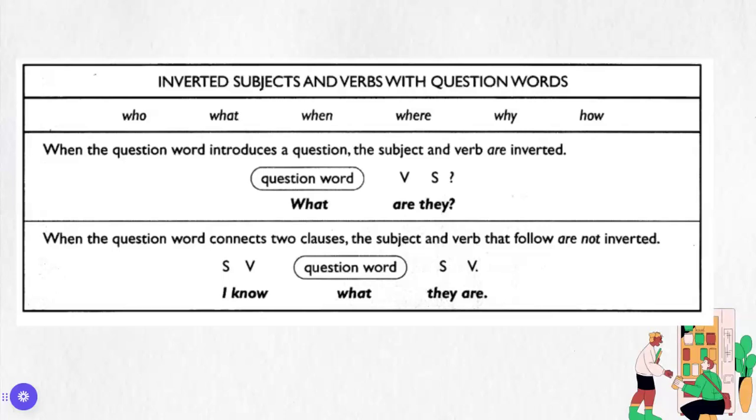And this is the typical structure when inverted subjects and verbs with question words. The question words that could be used could be who, what, when, where, why, or how. Now, when the question word introduces a question, subjects and verbs are inverted. Like, what are they? Verb and subject inverted. But when the question word connects two clauses, the subject and the verb that follow are not inverted. Like, I know what they are.